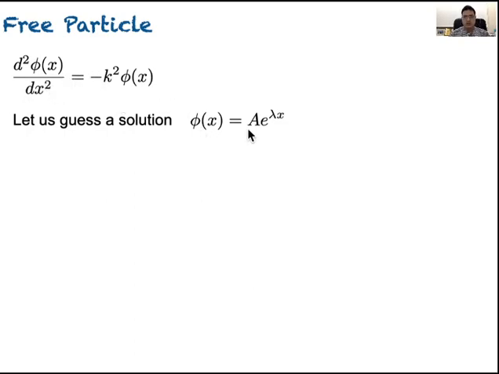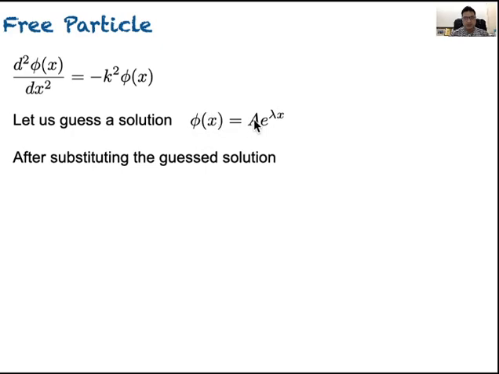φ(x) is equal to A times e to the power λx, where A and λ are both constants. So what we can do now is substitute this guessed solution into this equation. What will happen when we take the double derivative of this wave function?